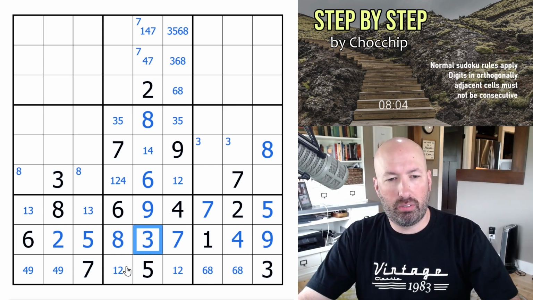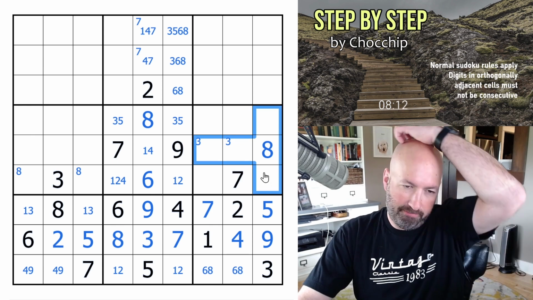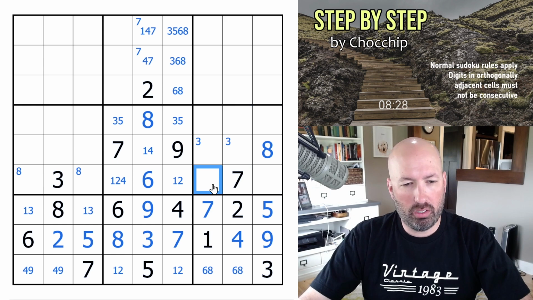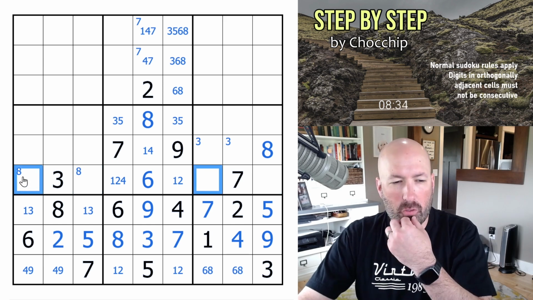Let's see. 8, 7, 9. 9 can't be in any of those. What should we be looking at now? 5? 5 can't be in either of those. So 5 is in one of these two.